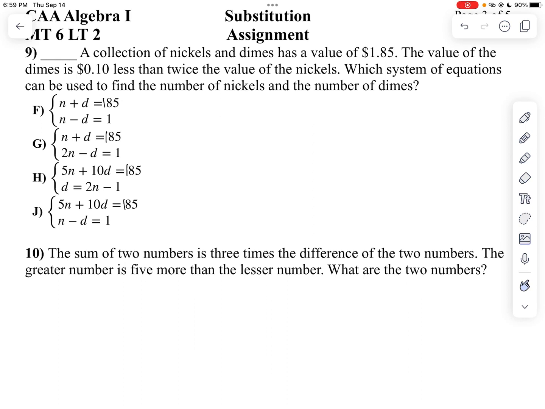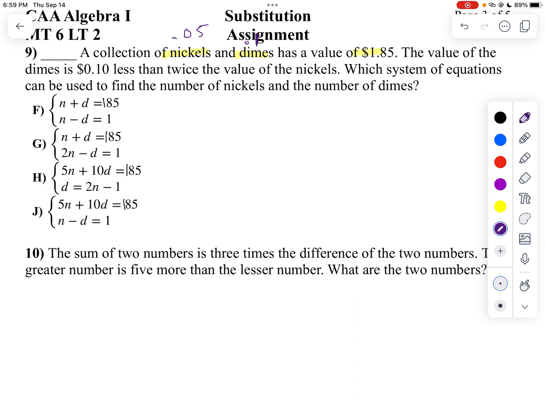Hey, on question number 9, this might be a multiple choice question, but it is not a simple guess and check. This could be kind of confusing. So if we take a look at our first sentence here, we got a collection of nickels and dimes and they're worth $1.85. Okay? We got to think, how much is a nickel worth? Well, a nickel is worth 5 cents. A dime is worth 10 cents.